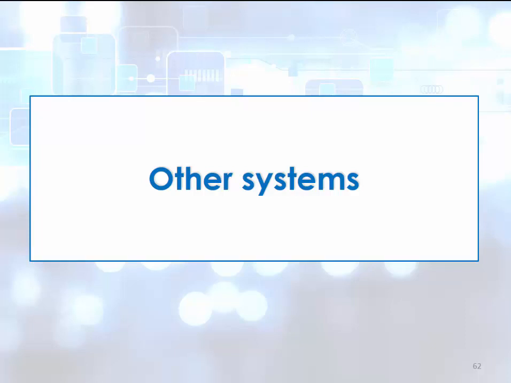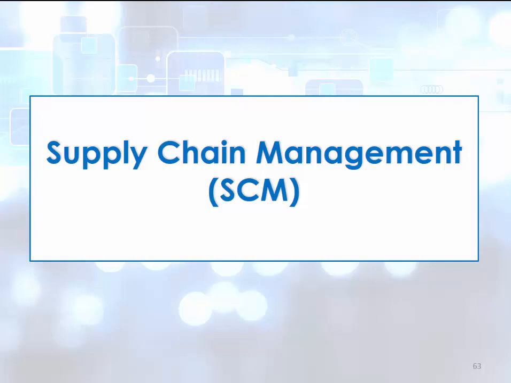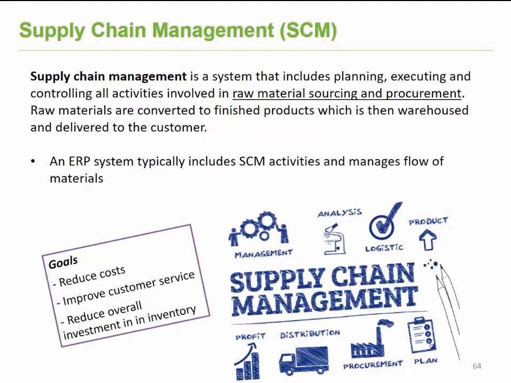We're going to continue and look at other systems that we typically find in organizations. The first system that many companies do implement is known as your supply chain management system. Now, supply chain management or supply chains, we discussed that together with value chains in section 1 or topic 1. So supply chain management is actually a system that includes all the planning, executing and controlling of all the activities that's involved in raw material sourcing and procurement.